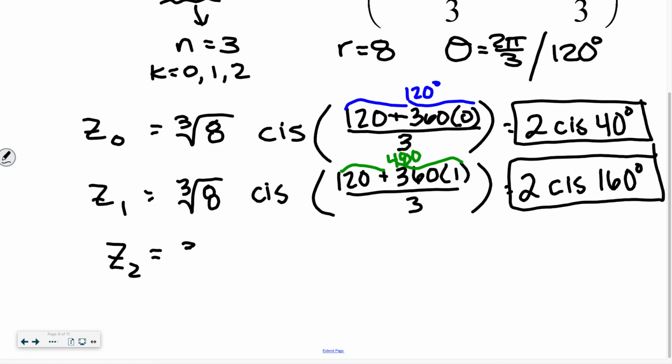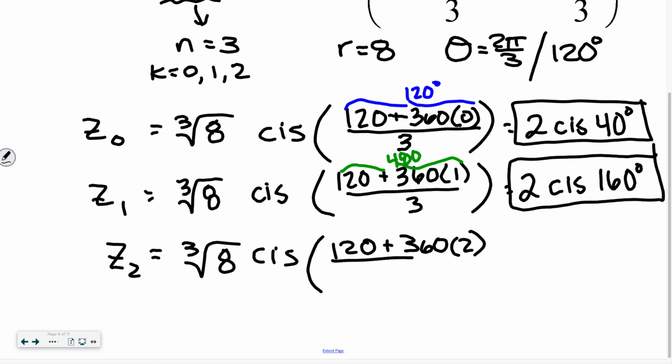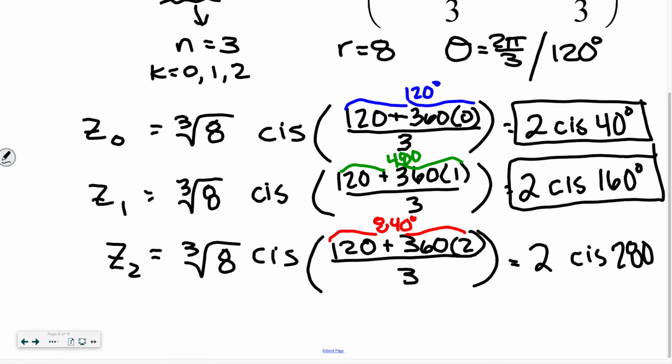So everything else is the same. Cube root of 8, cis, 120 plus 360 times 2, divided by 3. I don't know if that'll work out. Okay, that one's what? 120 plus 720, so 840. Divide by 3 should be 2 cis 280. 280. Yeah.